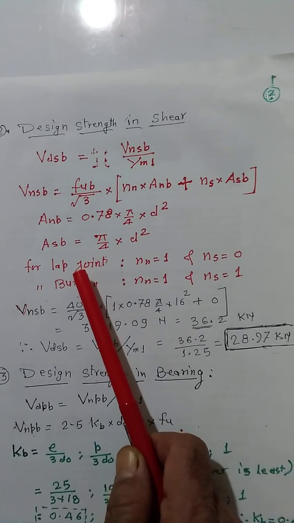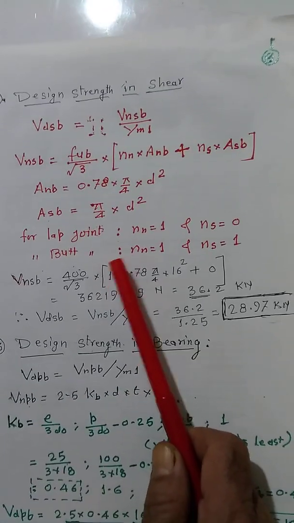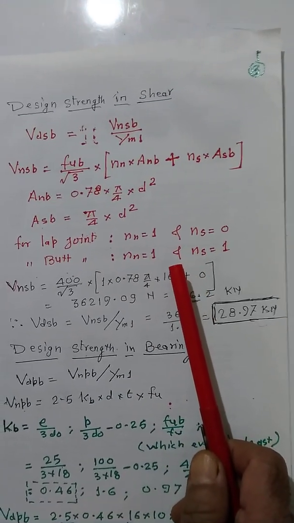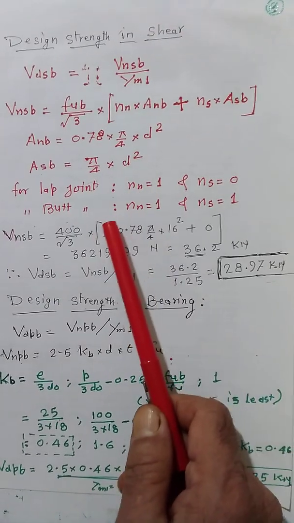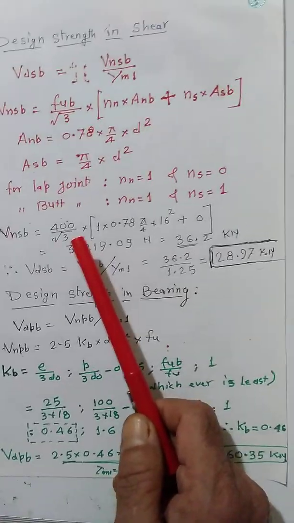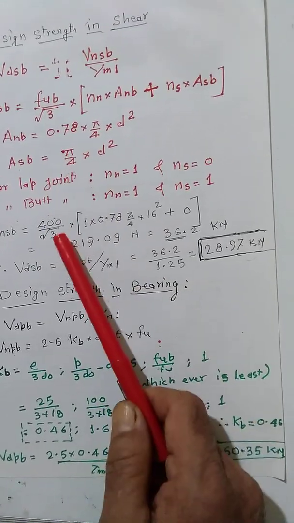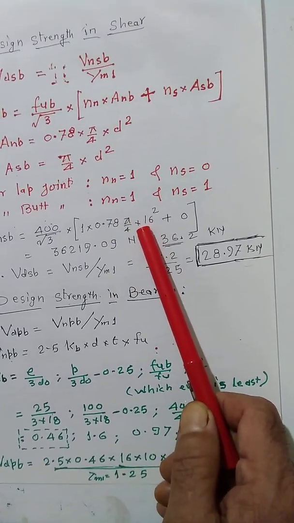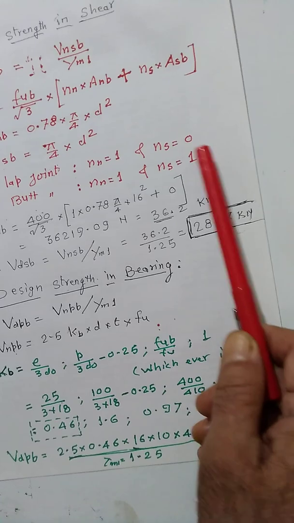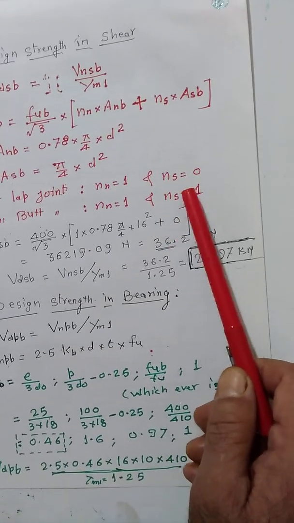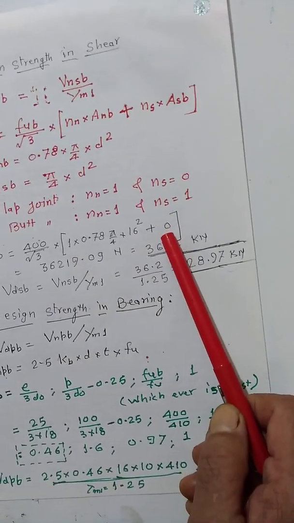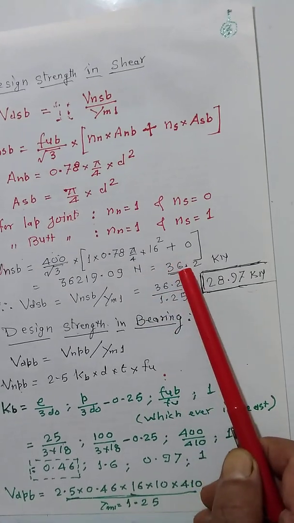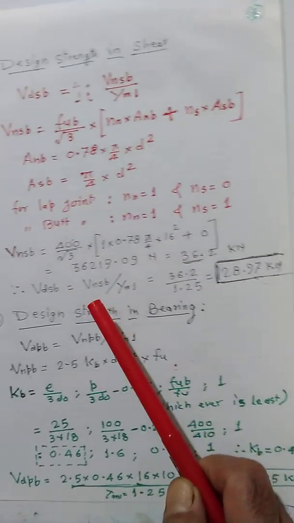So n will be taken as 1. This is the important point to be taken into consideration. Substituting this value over here: 400 upon root 3, 1.785 by 4 into 16 plus, because ns is 0, so it comes out to be 0. And it comes out to be 36.2 kilonewton.